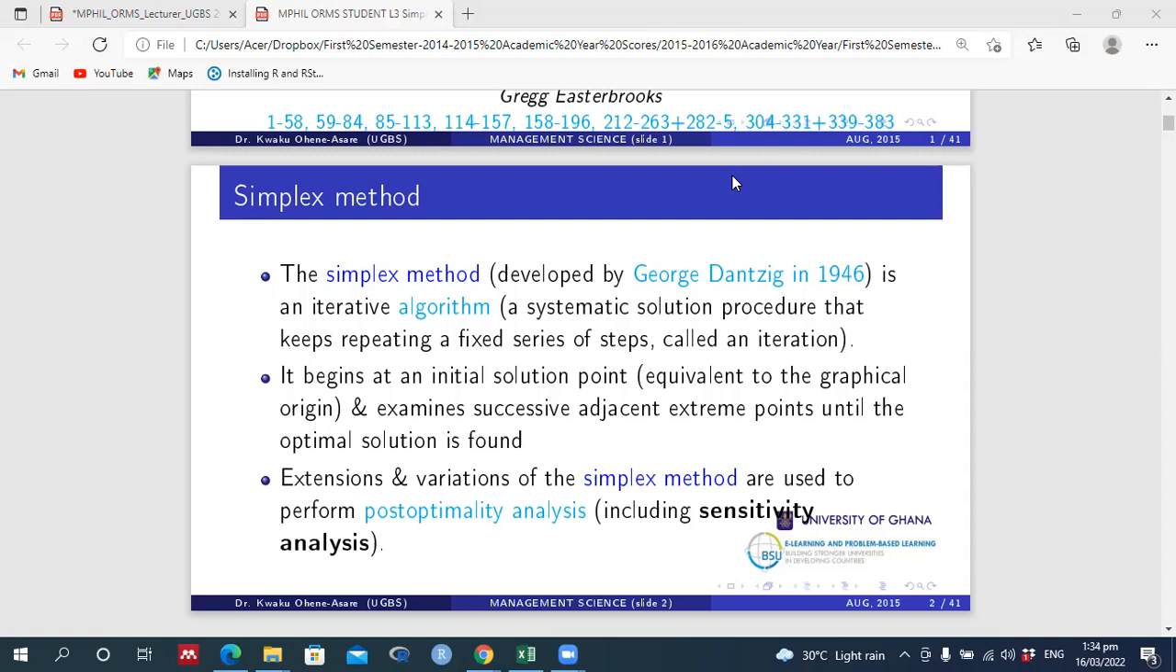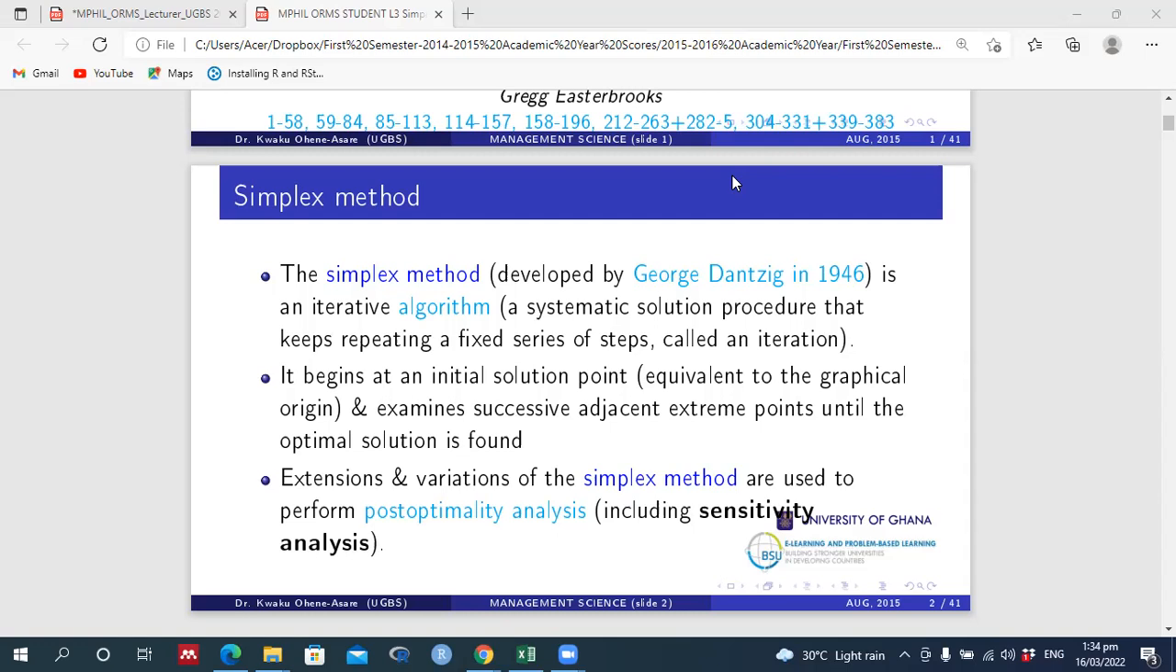So far, I believe we are done with the graphical method. So when you are given any LP problem and you are asked to use the graphical method to solve it, I believe that all of us here can solve it, or at least we have an idea how to go about it. And again, we've done the sensitivity, right? Have we done sensitivity analysis? Yes. So again, if we are asked to use Excel to solve it, we also know how to go about it.